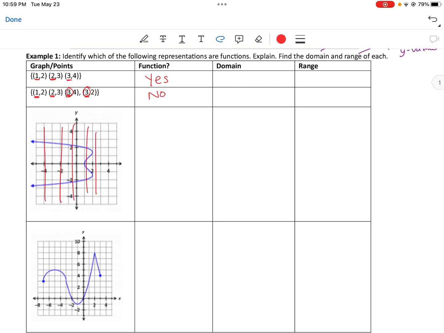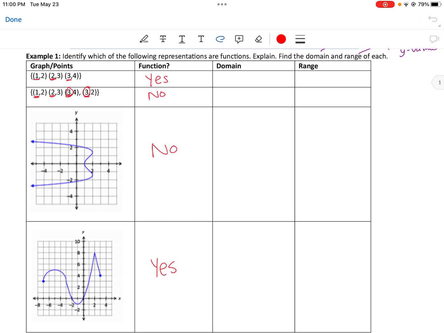Okay, think about your vertical lines here. On that one you're going to touch two spots, multiple places on your graph. If it touches at more than one place, it's not a function. So this graph is not a function. But on this last one, as you put those vertical lines in, it's only ever touching one point at a time. So this last one is a function.